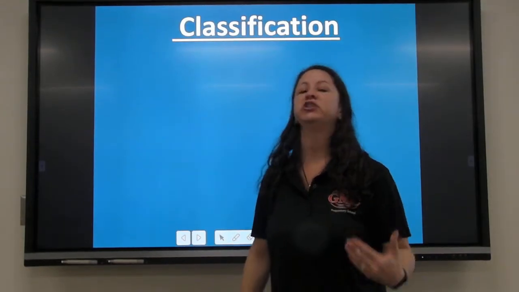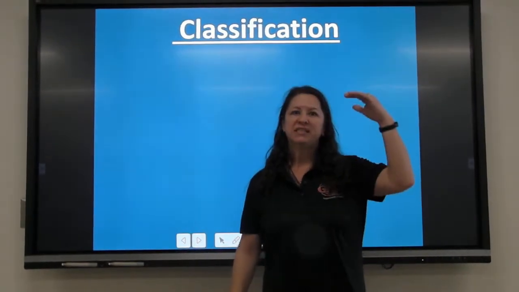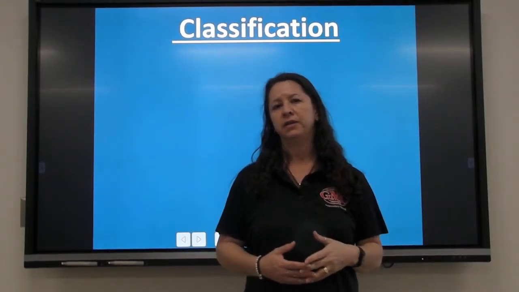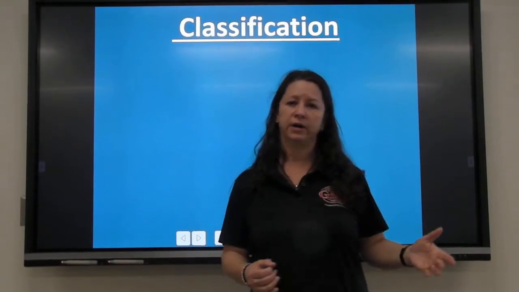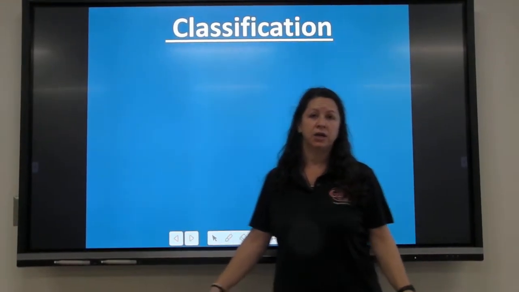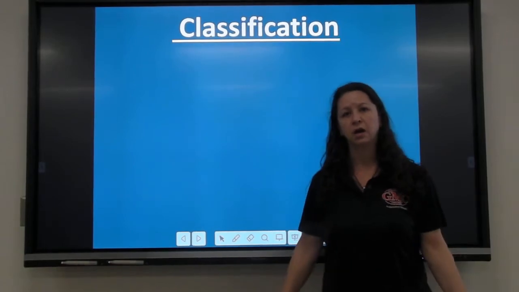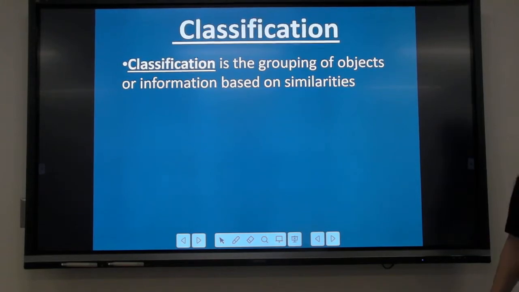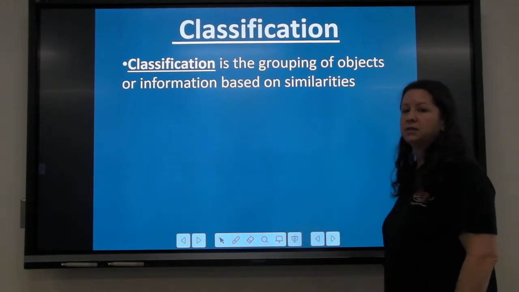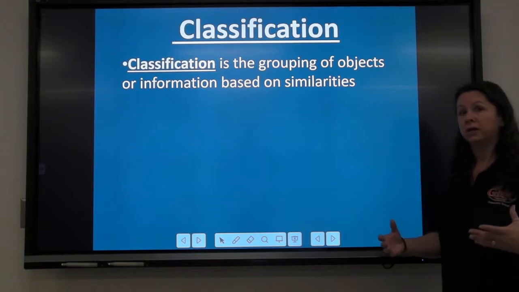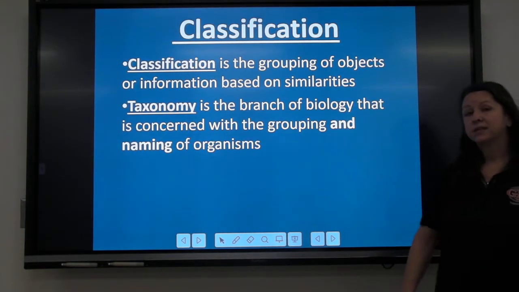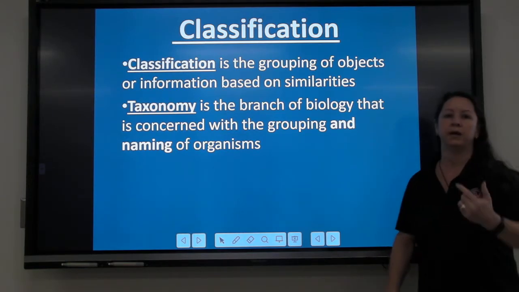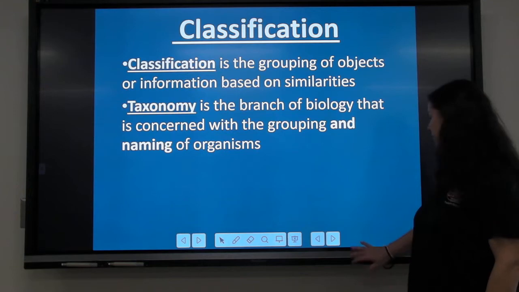And so to understand how scientists know what it is that they're looking at, what organism they're studying, talking about, where it fits, one of the things that is good to understand is classification of living things. Now, classification is the grouping of objects or information based on similarities, so things that are the same. Taxonomy is the branch of biology that is concerned with the grouping and naming of organisms.